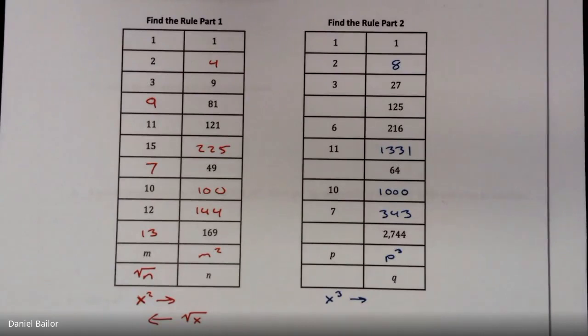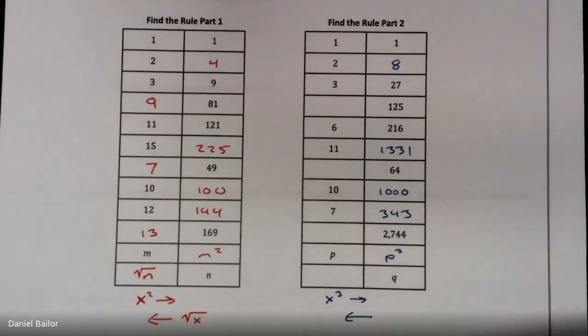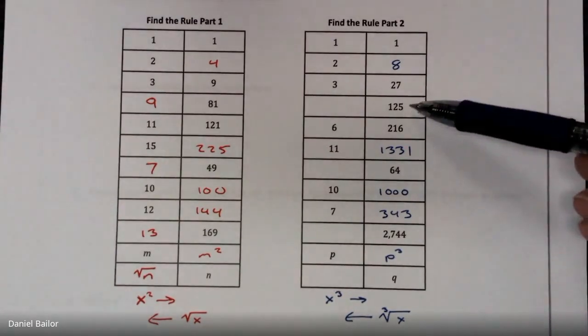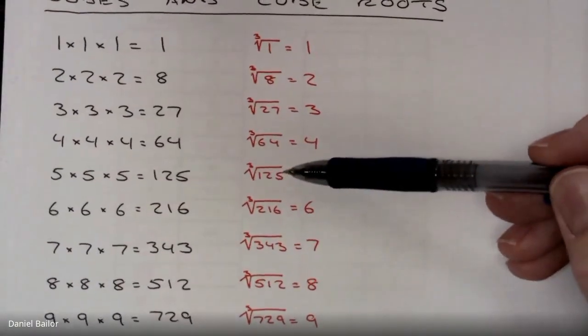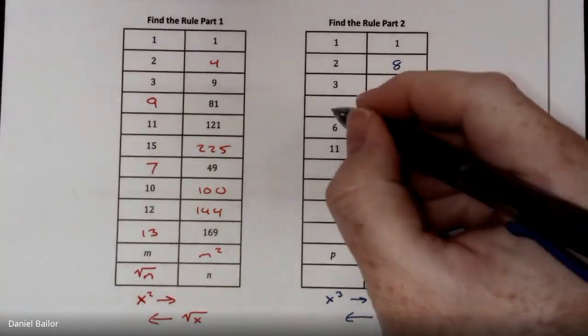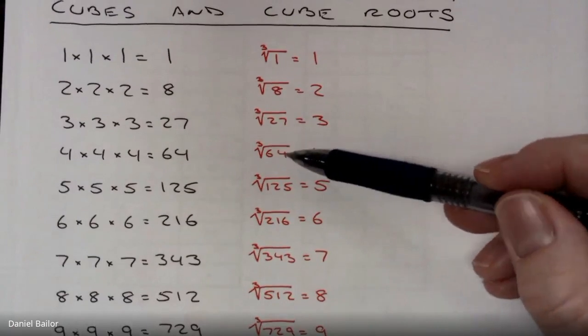So if we are cubing when we go to the right, that means if we want to go left, like for 125, 64, and 2744, we're not going to cube. We're going to do the inverse of cubing. We're going to take the cube root, which is a radical with a 3. So cube root. So what is the cube root of 125? If you don't know, you can look at your chart. The cube root of 125 is 5. What's the cube root of 64? The cube root of 64 is 4.